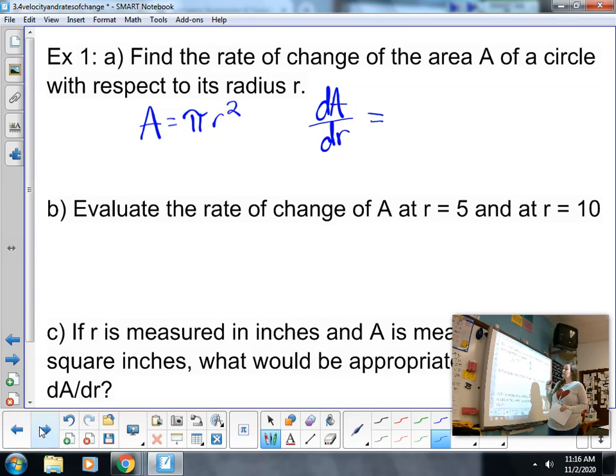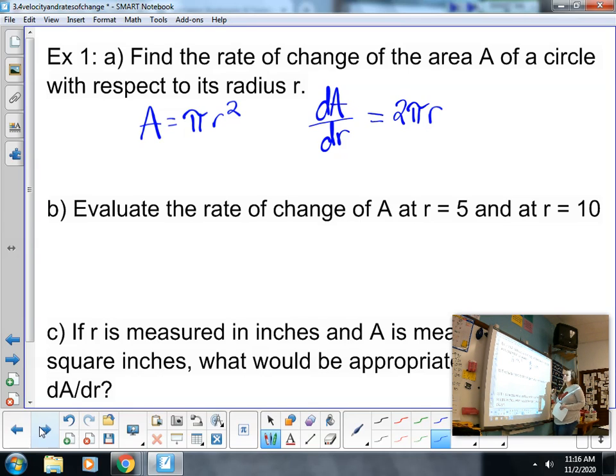Remember, this pi out in front is a constant, so it would be the same thing as if I had, say, a 3x squared, and I was finding the derivative of that. We can use the power rule, so I bring the 2 down and multiply it by the pi, and then I subtract 1 from the exponent of r. So that'd be r to the first power. So the derivative is 2 pi r, which should look familiar to you. I think I might have alluded to this earlier in class. That's actually the circumference formula. So interestingly enough, the rate of change of your area is circumference when you're talking about a circle.